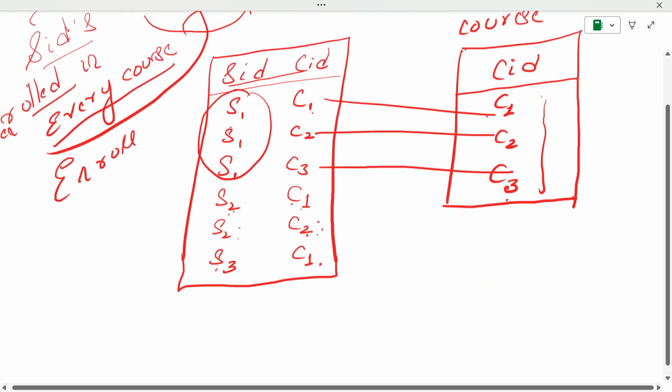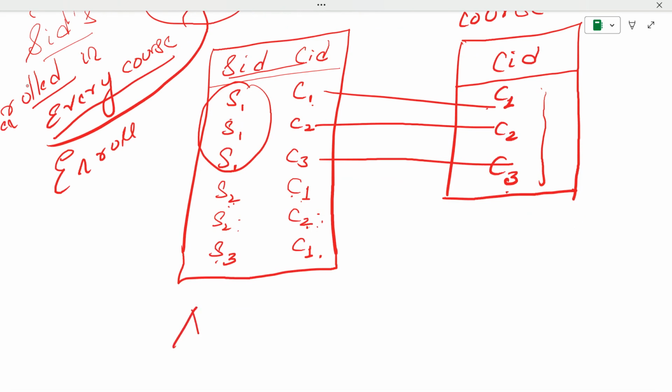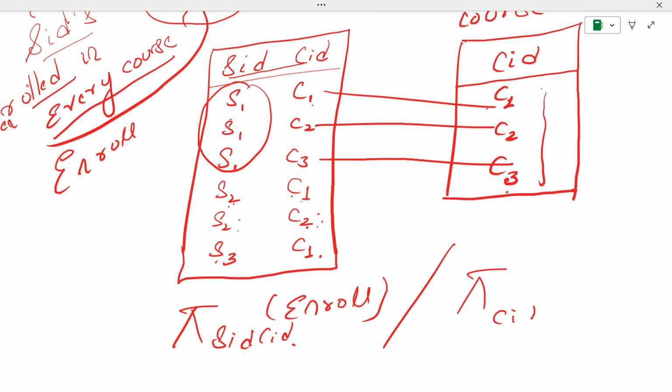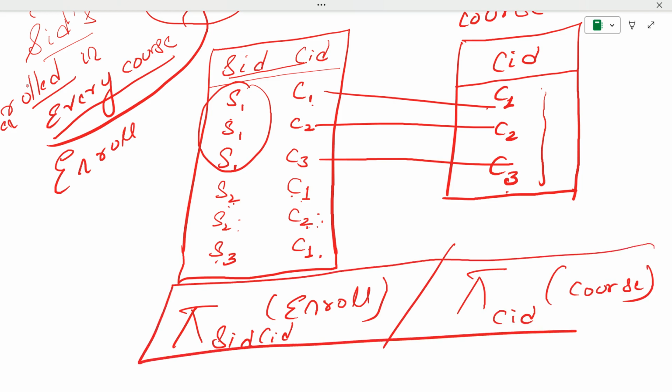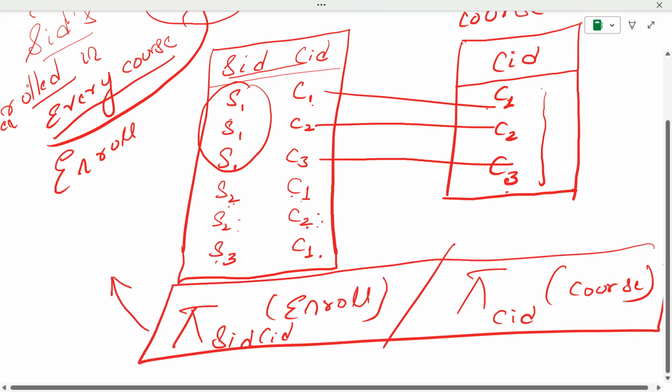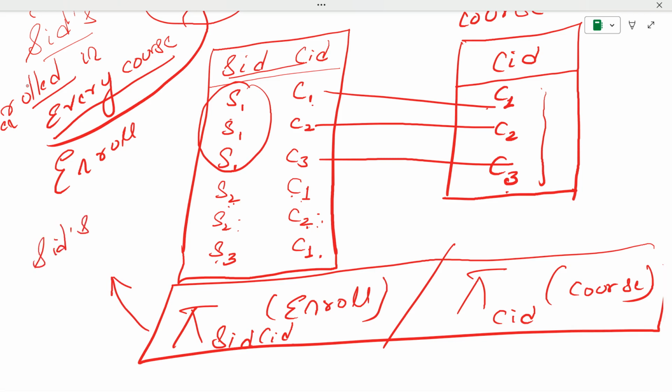So we can write it something like: pi SID, CID of enroll. We are projecting SID, CID of enroll, and we are dividing it by CID of course. This way we can find out the SIDs which have enrolled in every course. So this gives the SIDs enrolled in every course. Okay, so this is the result. SIDs enrolled in every course, we can get it like this.